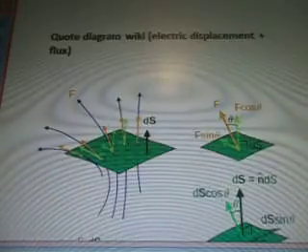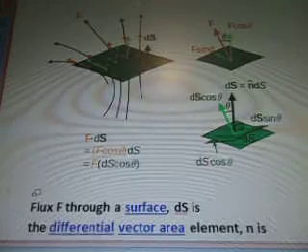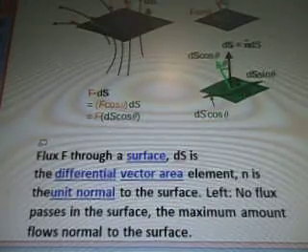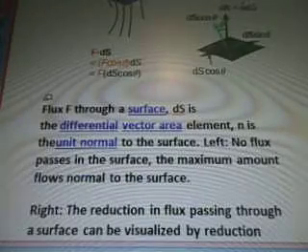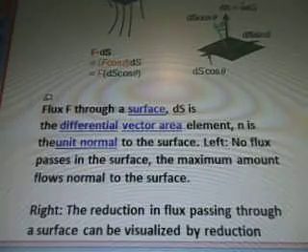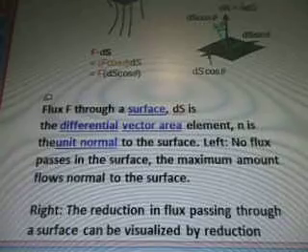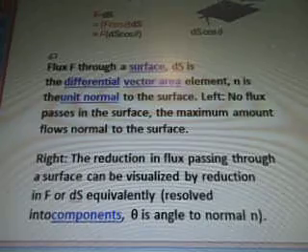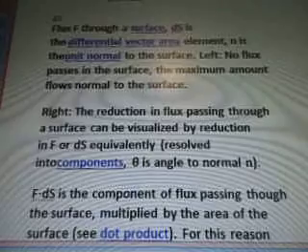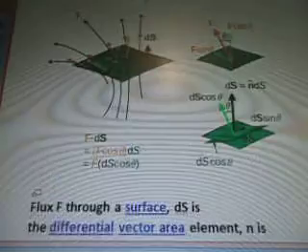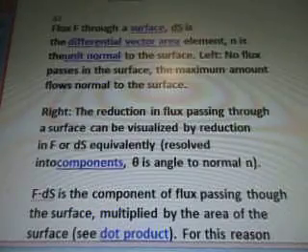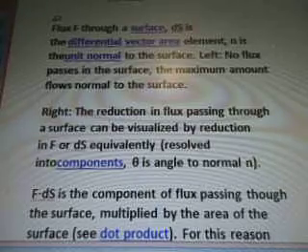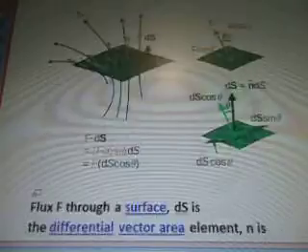expressed as an equation, dW equals electric displacement plus Pw polarization density. Quote diagrams from wiki, electric displacement plus flux. So you see this showing that. Flux F through a surface, ds is the differential vector area element and n is the unit normal to the surface. Left, there's no flux passing through the surface. Maximum flows normal to the surface. Right, the reduction in flux passing through a surface can be visualized by reduction in F or ds equivalently resolved in components. Theta is angled to normal n.